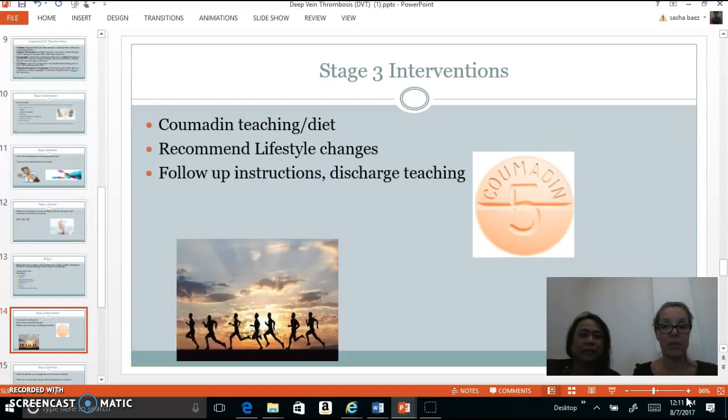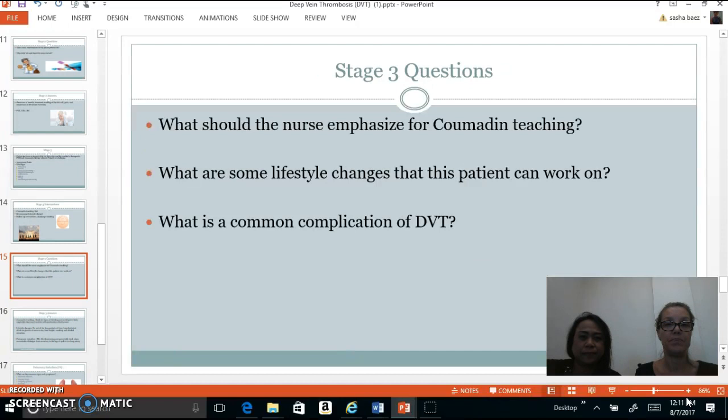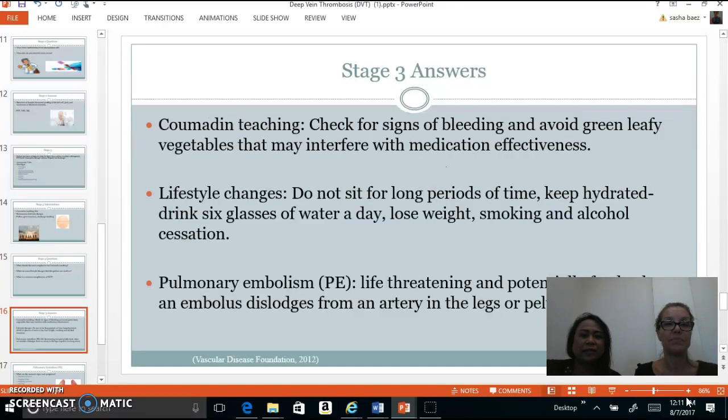The stage 3 interventions: Coumadin teaching, diet, recommended lifestyle changes, follow-up instructions, and discharge teaching. What questions should you ask in stage 3? What should the nurse emphasize for Coumadin teaching? What are some lifestyle changes that this patient can work on? And what is a common complication of DVT?